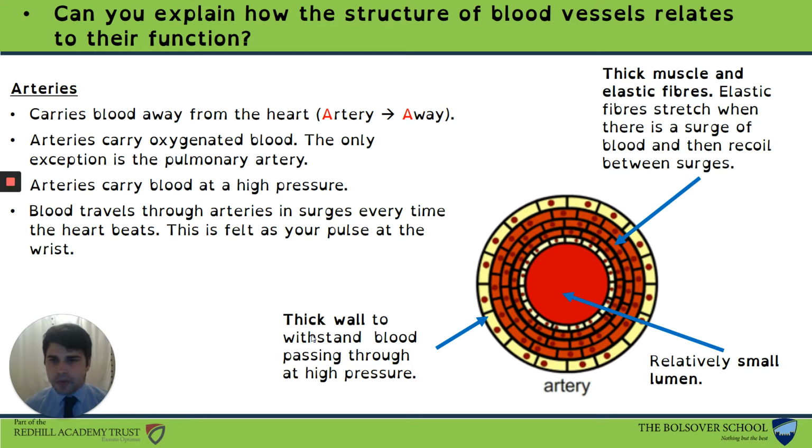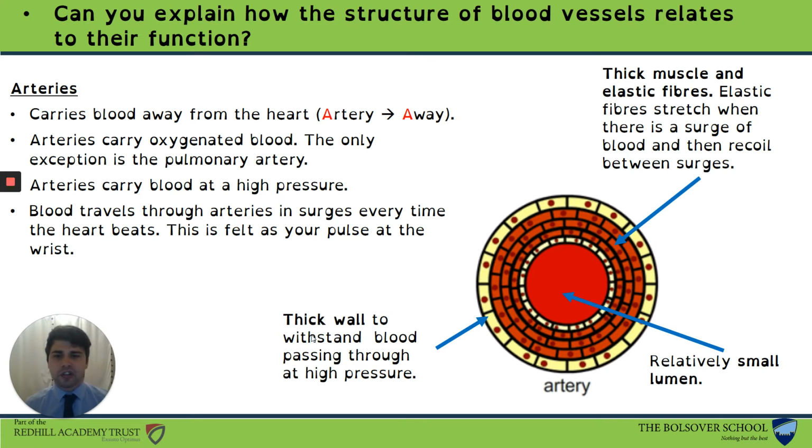So arteries carry blood at a high pressure. That is because the heart pumps oxygenated blood at a much higher pressure so that all the oxygen and glucose can get to all of the tissues in your body. If you think about where your heart is in your body, in the middle of your chest, oxygenated blood will have to reach all of your extremities, from the tips of your fingers to the tips of your toes. And if blood isn't pumped at high pressure, that simply won't happen.